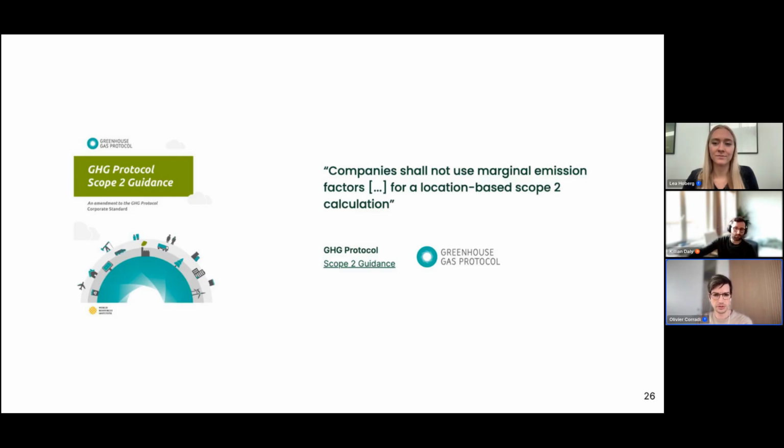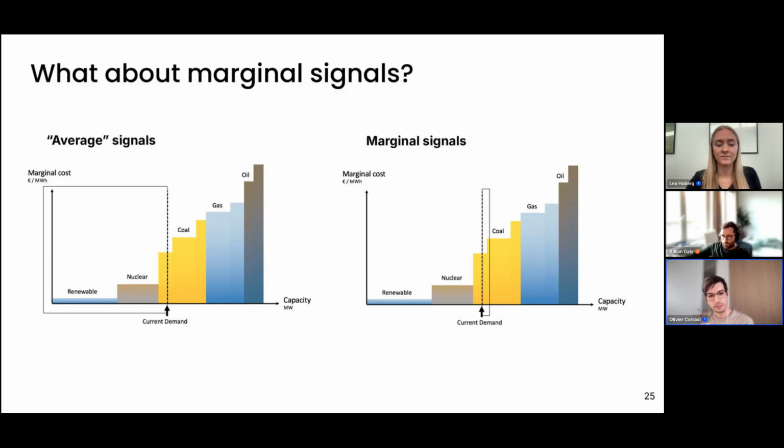Maybe just a few words about why marginal isn't valid for location-based Scope 2 calculations. If you look at the merit order curve here, you need to be able to assign a footprint to every consumer on the grid. If every consumer on the grid ends up only being assigned the marginal power plant, then there are power plants on the grid that haven't been associated emissions to a consumer.